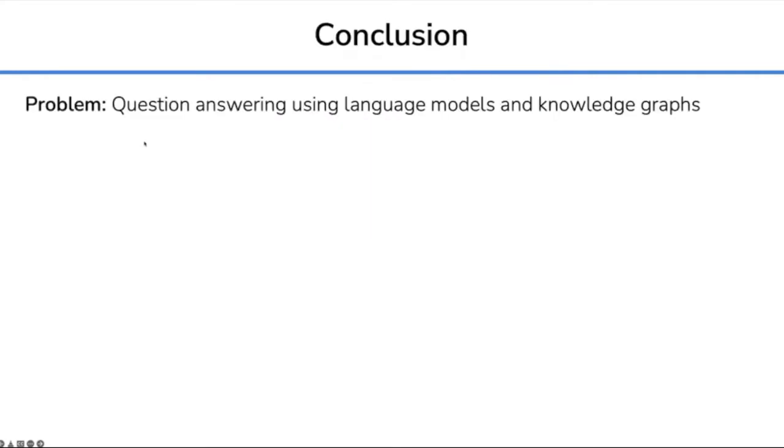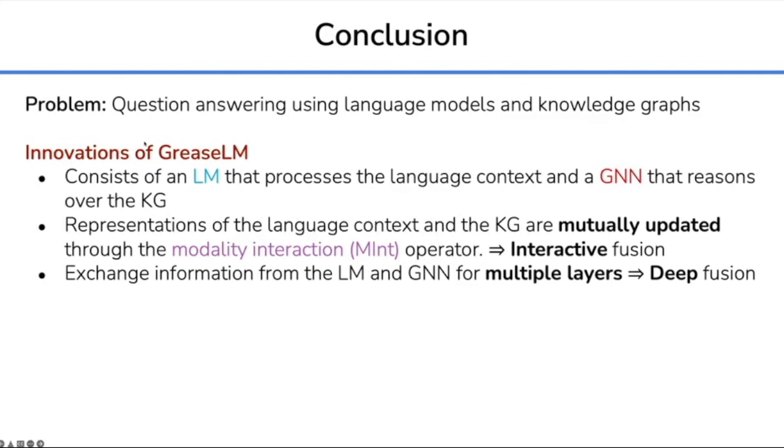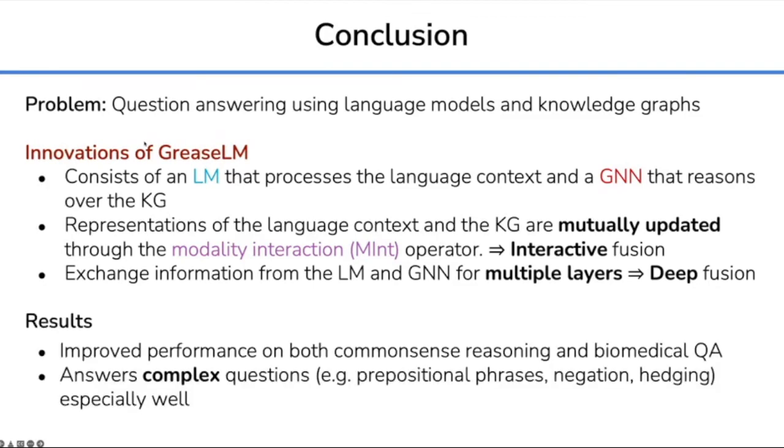In conclusion, we propose a new model called GreaseLM that performs QA using language models and knowledge graphs. Representations of the language context and the KG are mutually updated through the modality interaction operator across multiple layers, which enables interactive and deep fusion. Experiments show that GreaseLM achieves significantly better performance on both common sense reasoning and biomedical question answering, especially on complex questions.